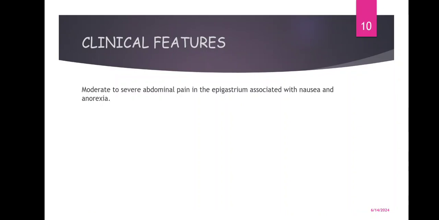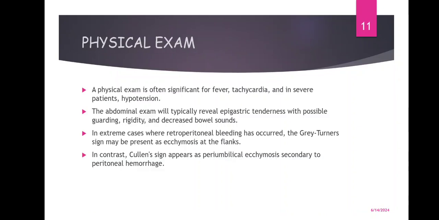Clinical features. Generally, acute pancreatitis will present with moderate to severe abdominal pain, which is commonly in the epigastrium, radiates to the back, and is associated with nausea and anorexia. On physical exam, it is usually significant for fever, tachycardia, and in some patients, hypotension. The abdominal exam will typically reveal epigastric tenderness with possible guarding, rigidity, and decreased bowel sounds.